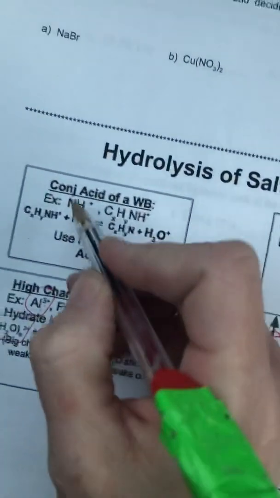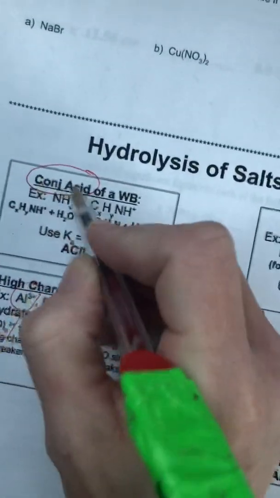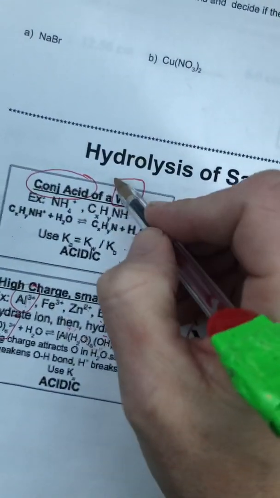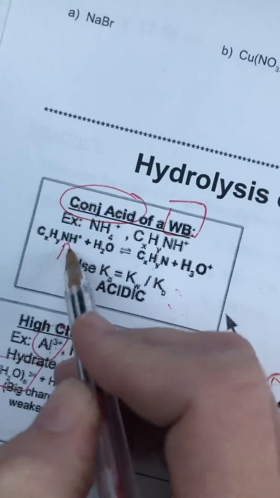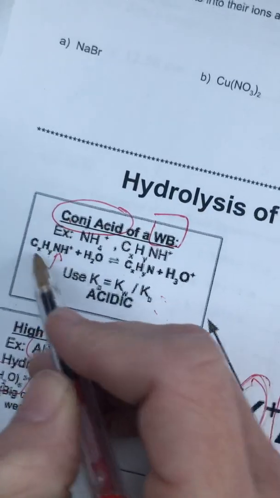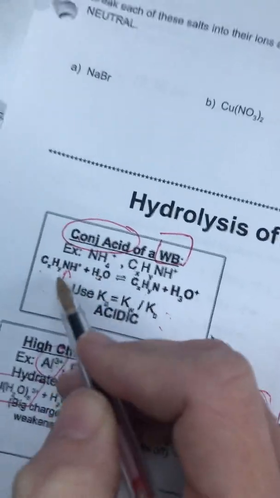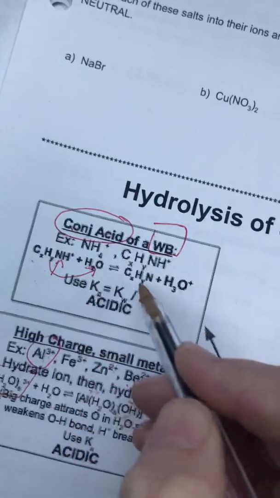Now if it's not a metal, then it's going to be a bunch of nonmetals, and the only option is that it will be a conjugate acid of a weak base. The classic example is something that contains nitrogen, hydrogen usually, and some other organic things. So let's say this is not a metal. If you put it with water, this acid is going to do what acids do. It's going to donate the H.